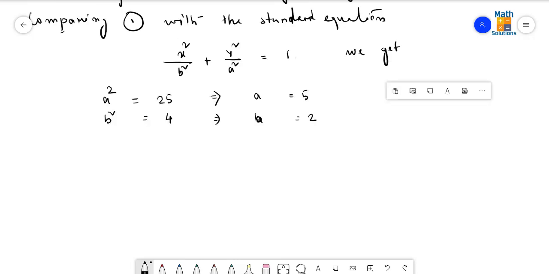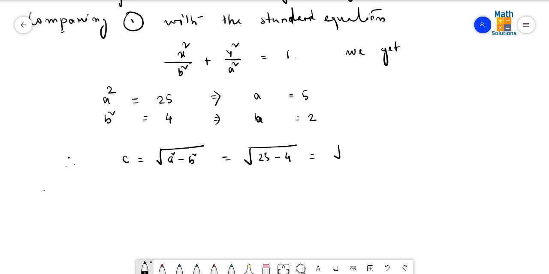Therefore, how do we find out c? Like the previous one, c is equal to square root of a square minus b square. That means 25 minus 4. The result will come as 21, root 21. So after this, what we shall get? We shall be finding out coordinates of foci, but where this will be lying, that will be important. The figure will look like this, the ellipse will be taking this kind of figure. The major axis will be along the y-axis like this.